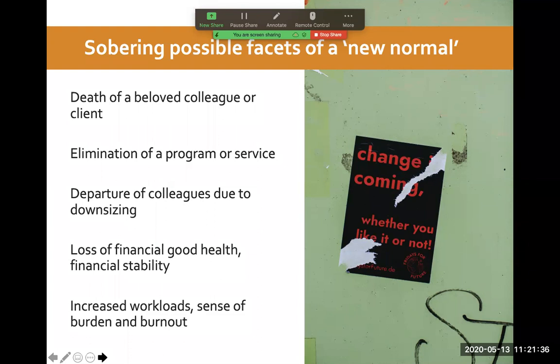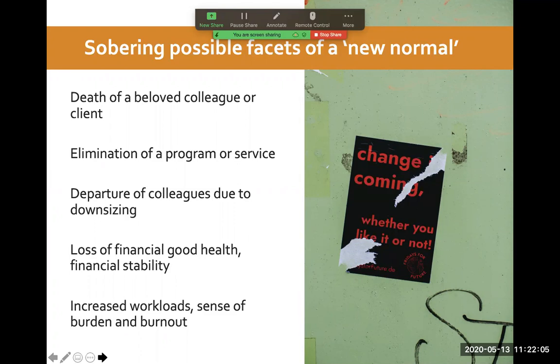And we're also facing, in many cases, the loss of financial good health and the financial stability that many organizations were experiencing at the end of last year and looking forward to for this coming year. And then finally, we're also facing increased workloads and a sense of burden and burnout. And some of that is due to the fact that we're juggling families in addition to work since schools have been closed. And so many different responsibilities on our shoulders.